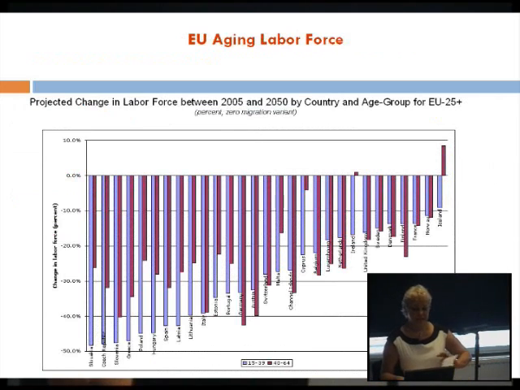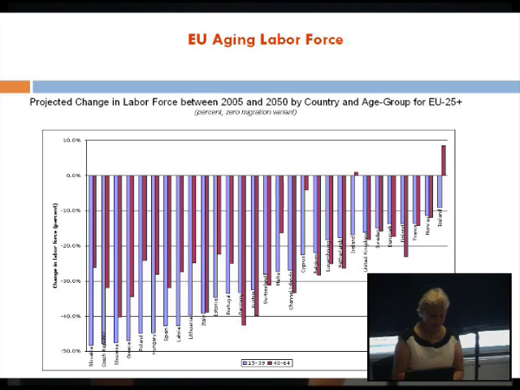Here, what we see is a quick look at the aging of the labor force in Europe. In Slovenia, for example, the 15 to 39 age labor force will decline by close to 50% by 2050. As you can see, the Eastern European countries, Slovakia, Czech Republic, Slovenia, Poland, Hungary, are the most affected, but some of the Western European countries are also facing a big challenge in this respect.